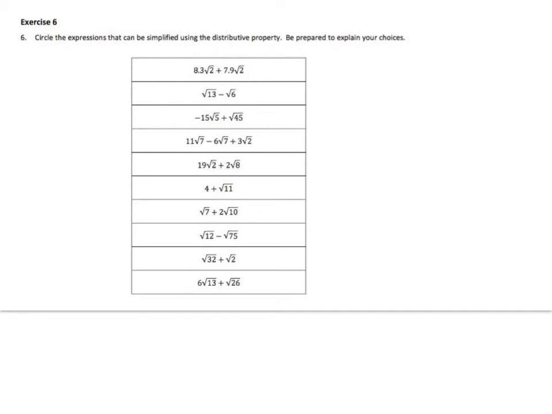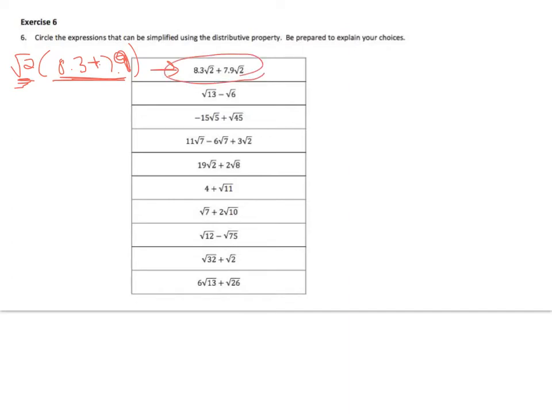Alright, circle the expressions that can be simplified using the distributive property. Be prepared to explain your choices. So what we're going with here is, let's just look at this one and then we'll move a little faster. Distributive property means that I can factor out the square root of 2 and just do 8.3 plus 7.9, if you can read any of my handwriting. Okay, I factored out the like term. I've got the coefficients, for lack of a better way to name it, to add together. So I can do that.